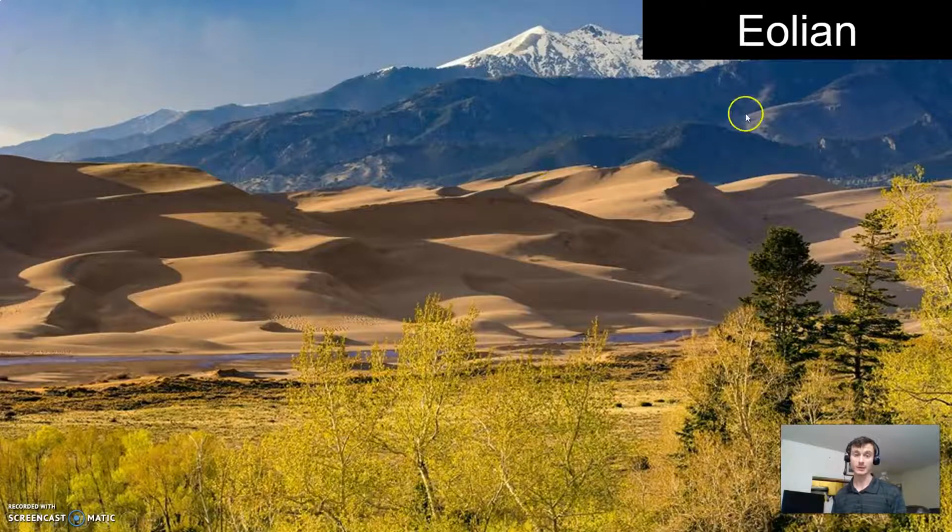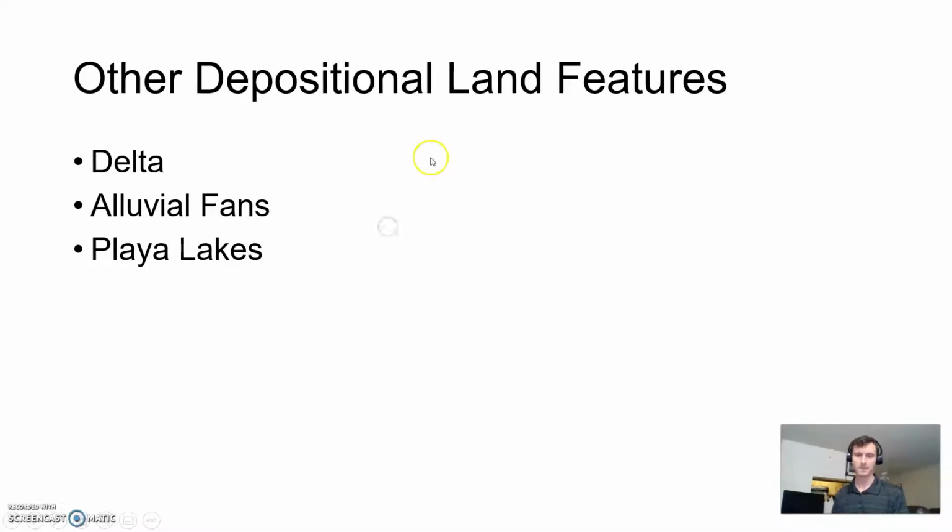You can also have Eolian environments. Eolian means wind blown, and keep in mind these don't need to happen anywhere that is necessarily too close to a body of water. You can actually have things like this in the middle of a place like Colorado, Sand Dunes National Park. So here we have environments where everything is produced by wind. There's no water moving in this one, and generally the sand or sediment grain sizes are going to be a little bit smaller for this one.